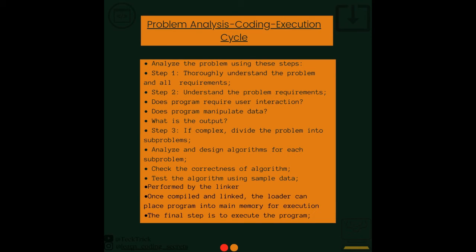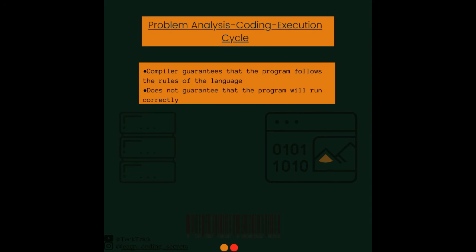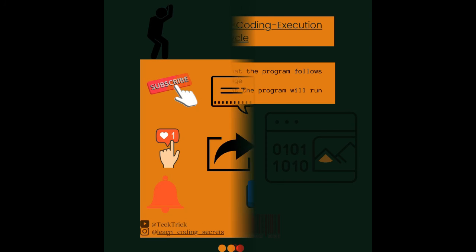Link the machine code with the system's resources, which is performed by the linker. Once compiled and linked, the loader can place the program into main memory for execution. The final step is to execute the program. The compiler guarantees that the program follows the rules of the language, but it does not guarantee that the program will run correctly. Those were the steps for problem analysis before programming.